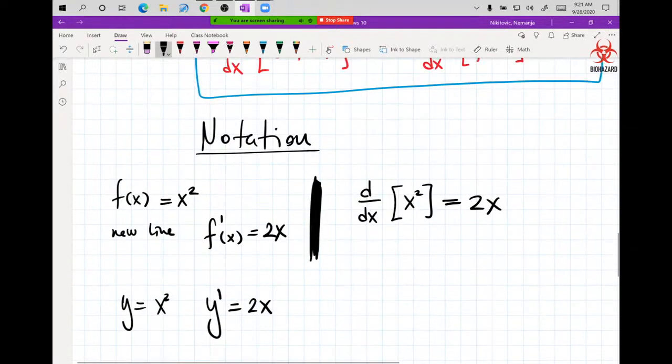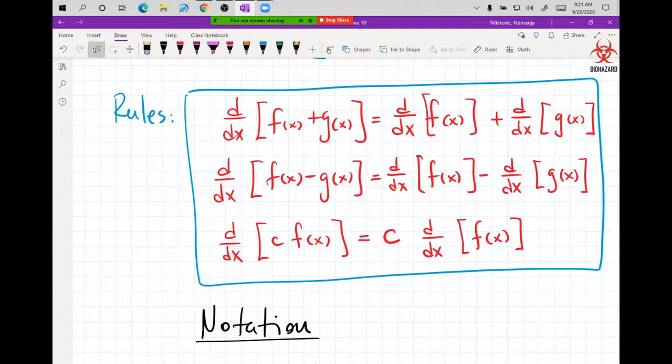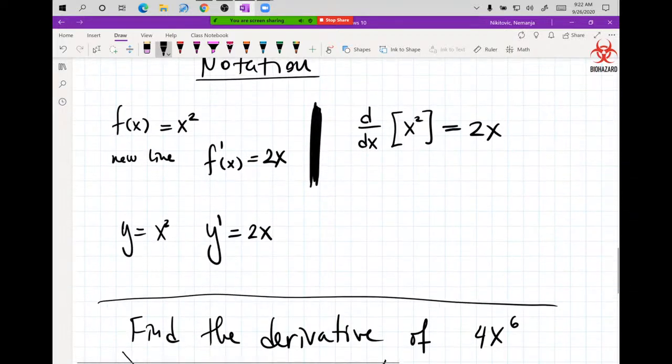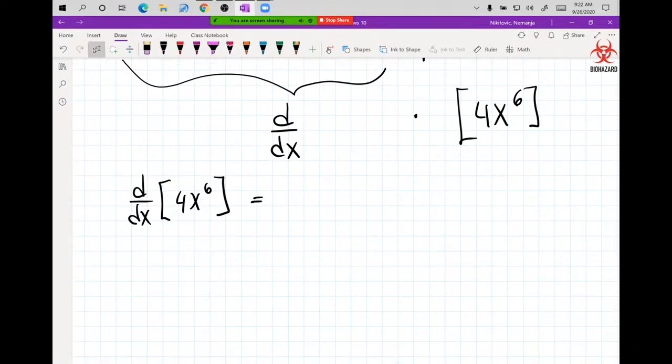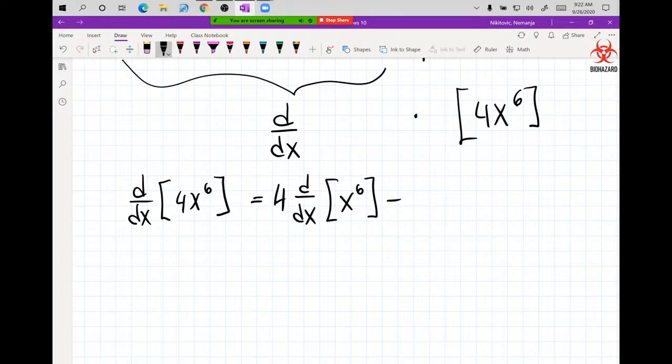Did I label those 1, 2, 3? No, I didn't. I mean, I don't have to, but still. 1, 2, 3. I can use rule 3 to kick 4 outside and just focus on the derivative of x to the 6. So I'll just say rule 3. You'll find it up there.